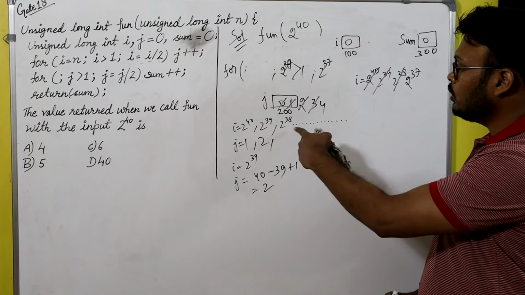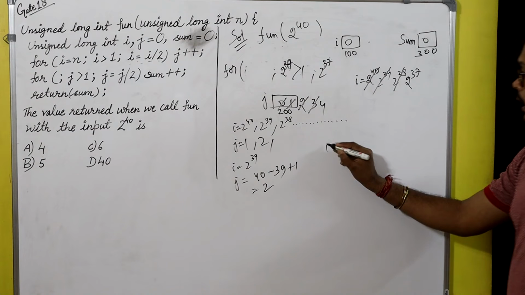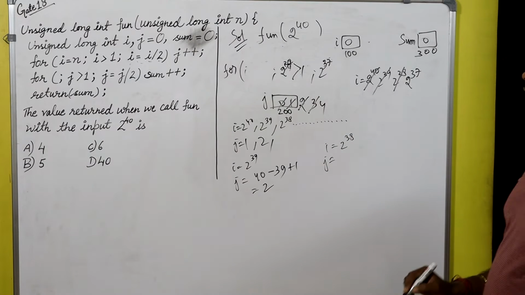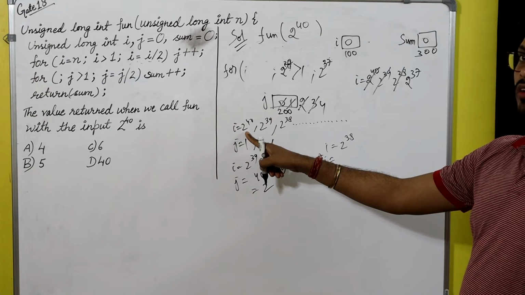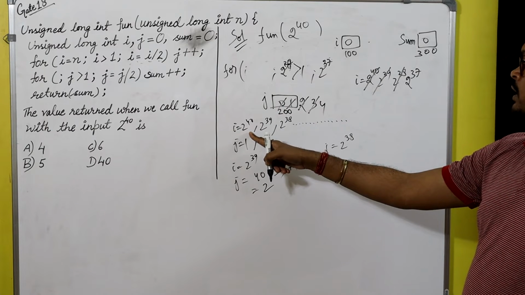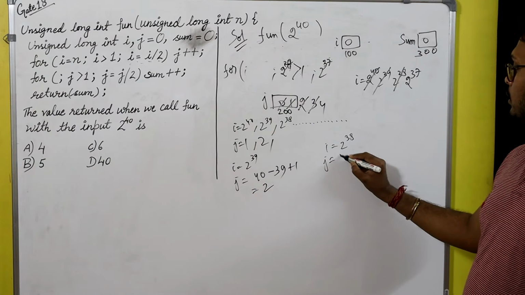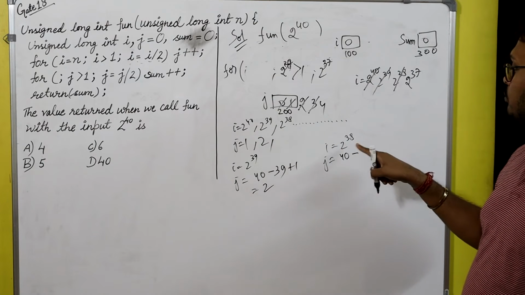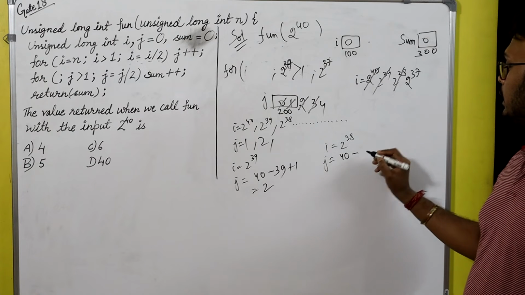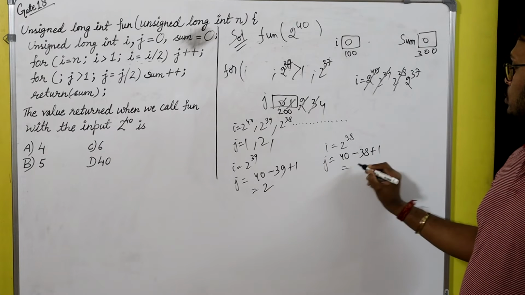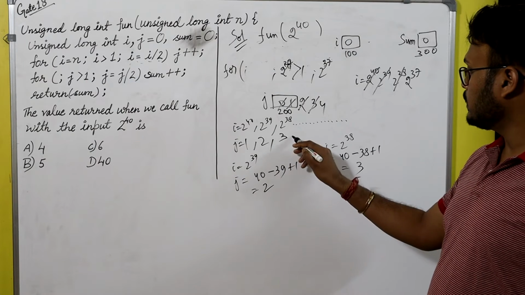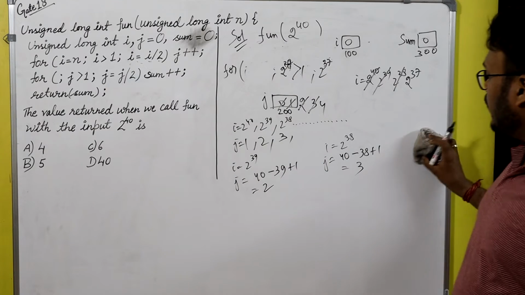For I is equal to 2 to the power 38, apply the same logic. Initial value of I was 2 to the power 40. So, the power of the initial value of I is 40 minus the power of the current value, 2 to the power 38, which is 38, plus 1. So, it's 3. So, we will get the value of j like this. Just like this.